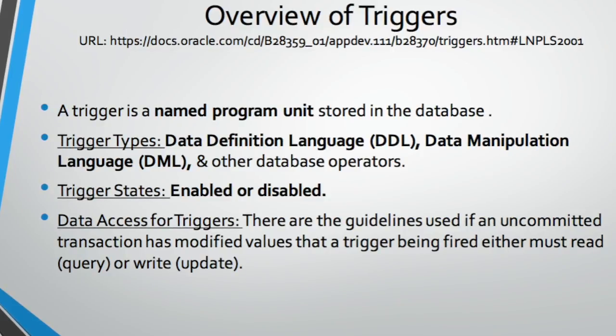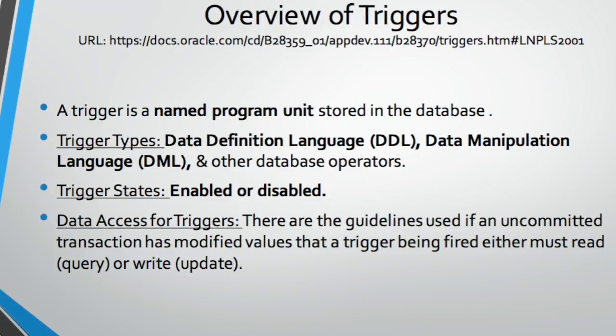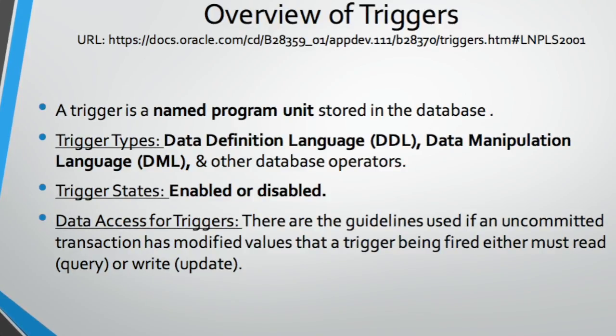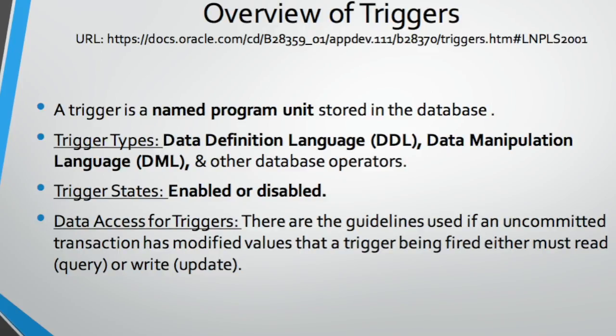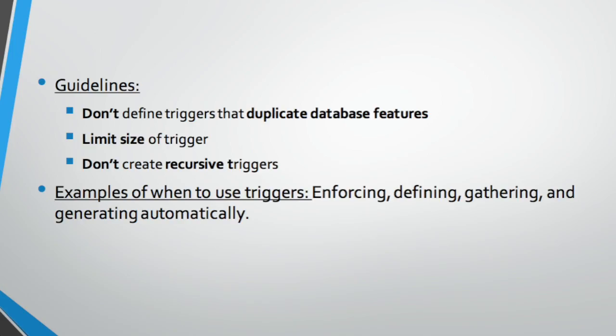Data access for triggers. In all cases, the SQL statements running within triggers follow the common rules used for standalone SQL statements. If triggers fire while the tables they are referencing are undergoing changes, queries see the current read-consistent view of the table, including data changed by the undergoing transaction. Updates wait for data locks to be released.